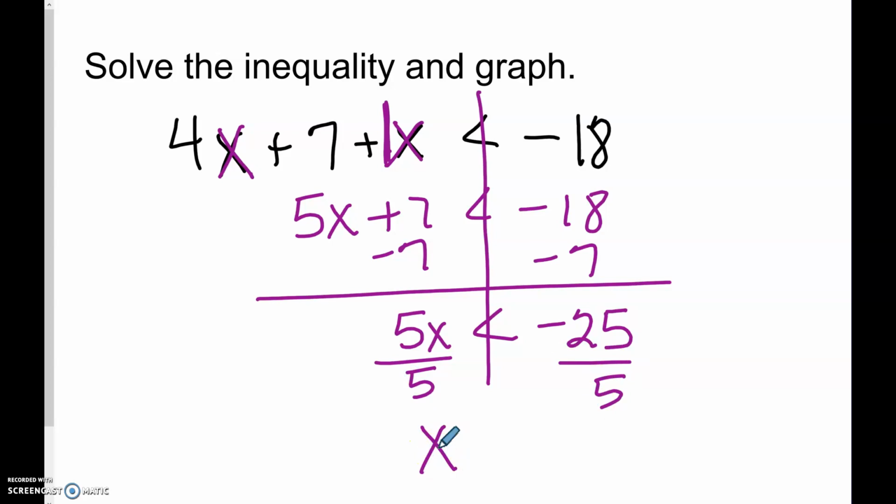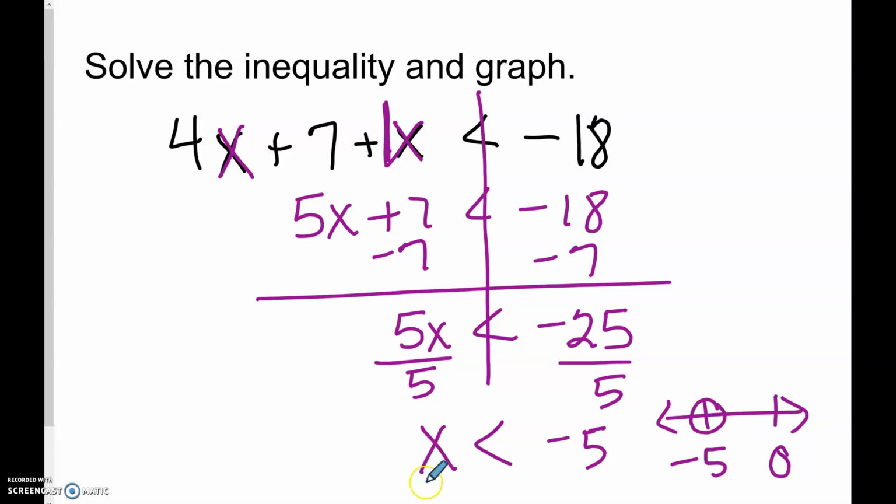Now, I am dividing by a positive 5. I divide by a positive 5, so I do not flip my sign. Even though my answer is negative, that does not mean I flip. I only flip my sign when I divide or multiply by a negative. And this is less than, so we're going to have an open circle, and it says any number less than, and less than goes to the left.